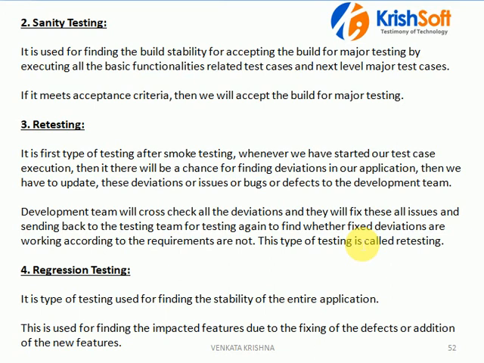So this is how, in both cases, we need to verify whether it is meeting the acceptance criteria or not. The acceptance criteria may change from company to company, but on average, if 70 to 80% of the functionalities are working, then usually we will accept it. Otherwise we will reject it. That will vary from MNC to MNC.